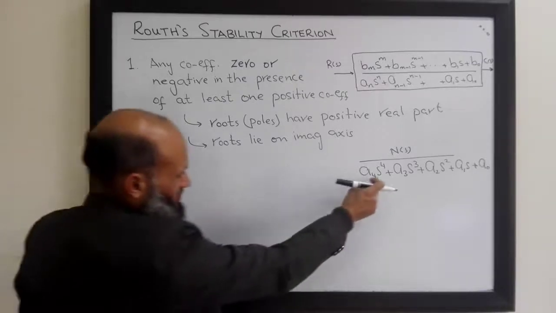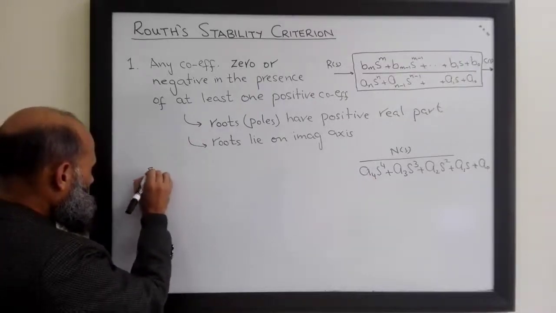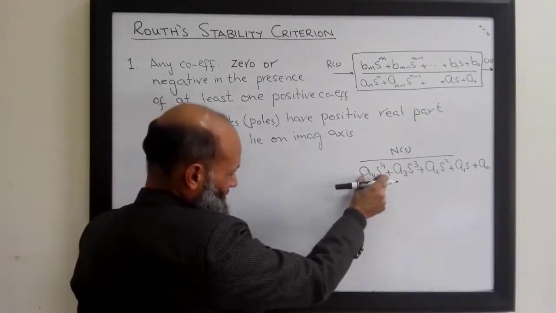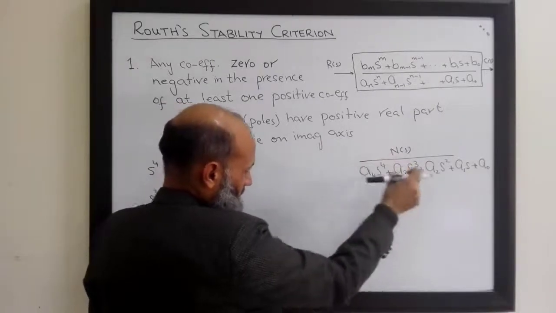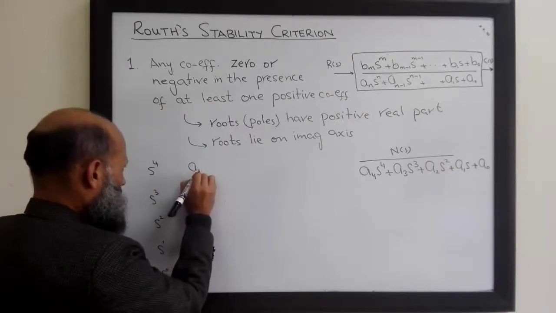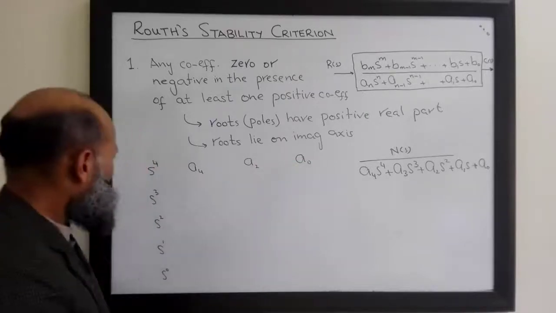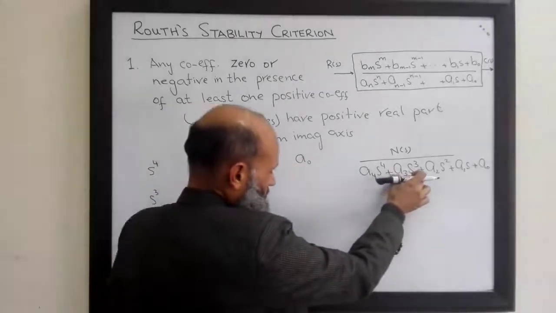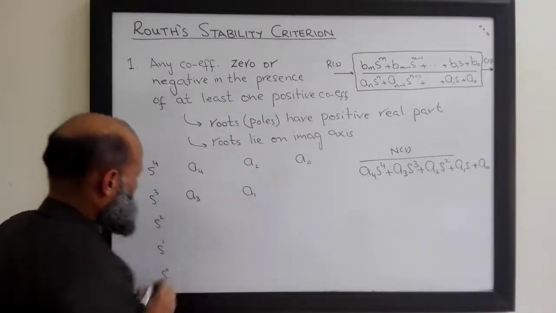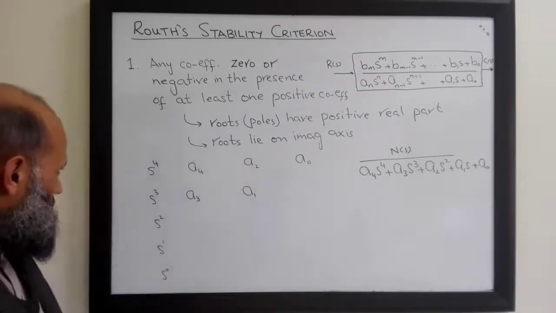For the construction, we start with the highest power of s. So we have s power 4, and here in the first row we write the coefficients starting with the first coefficient and skip the second and write the third one, and so on. That is a4, a2 and a0. In the second row we write the coefficients which we have skipped, that is a3, a1. The coefficients here are determined from first two rows.